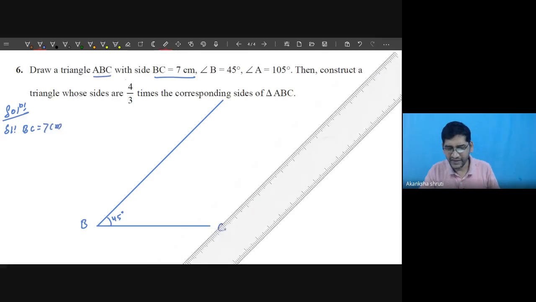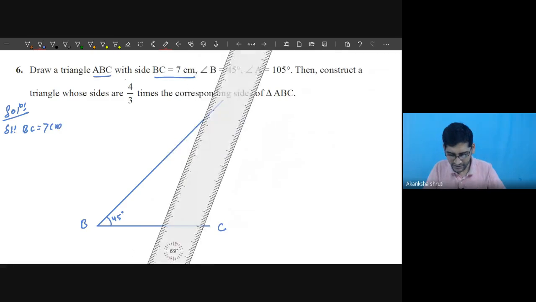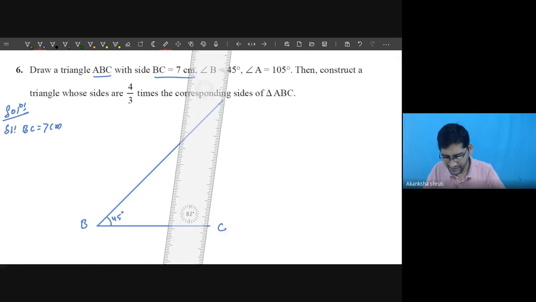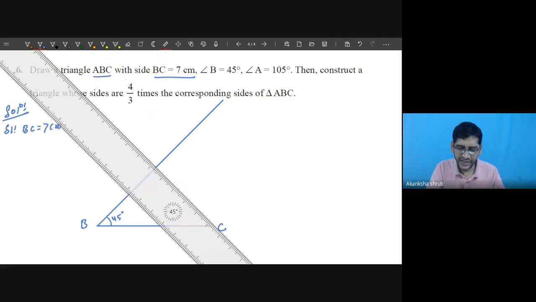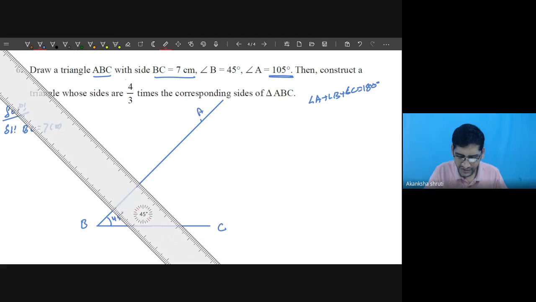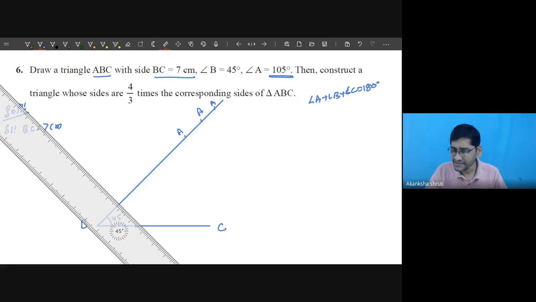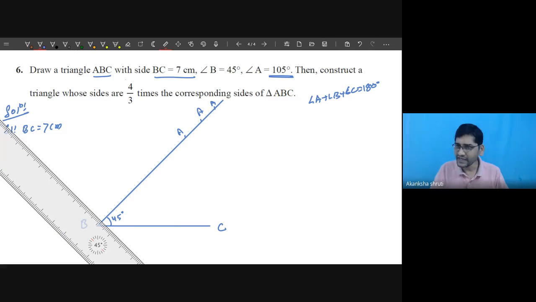The other one is angle A as 105 degree. Now students, again go for angle A, which is given as 105 degree. How can we get this angle A as 105 degree? Here angle A plus angle B plus angle C is equal to 180 degree. Angle A might be somewhere here or somewhere here, that is not exactly known. So better to find the angle C first, then make that angle at C. You can get the intersection point.